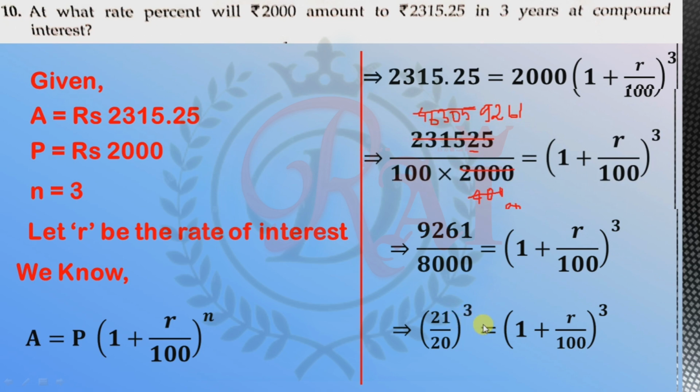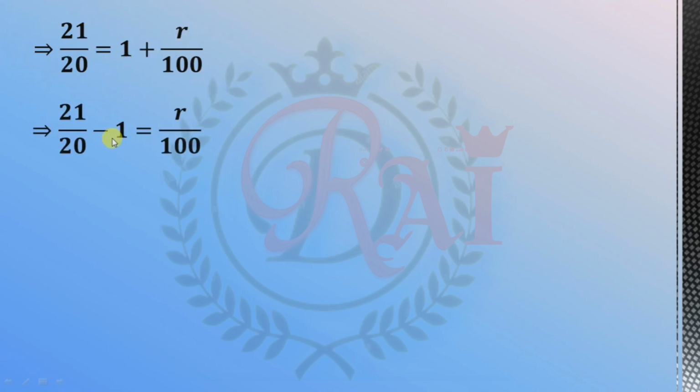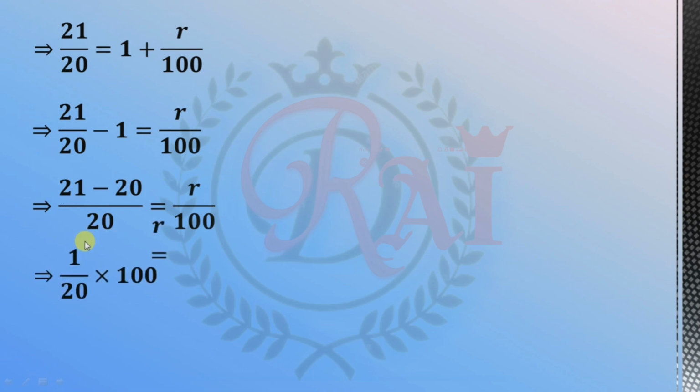When their powers are same, then their bases are equal. That is 21 divided by 20 is equal to 1 plus R by 100. Now when this plus 1 goes that side, it becomes a minus 1, which is equal to R by 100. We'll take LCM 20, so it's 21 minus 20 is equal to R by 100. 21 minus 20 is 1 divided by 20.